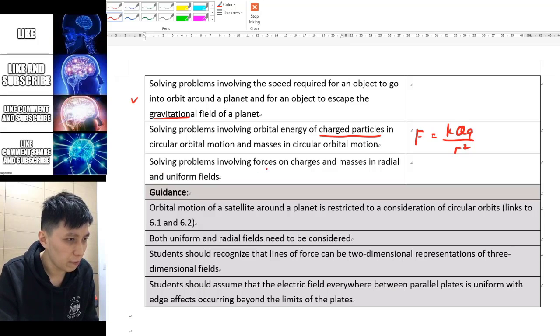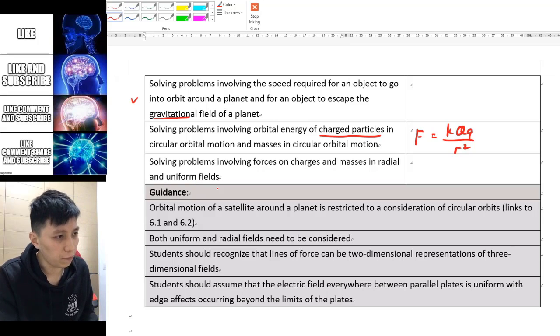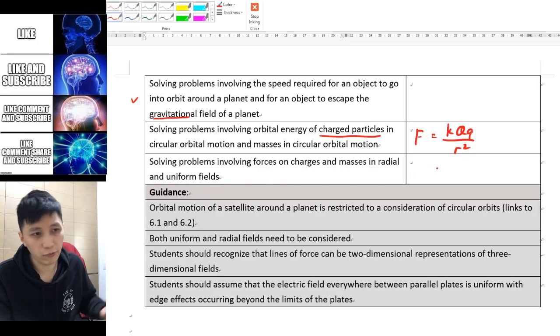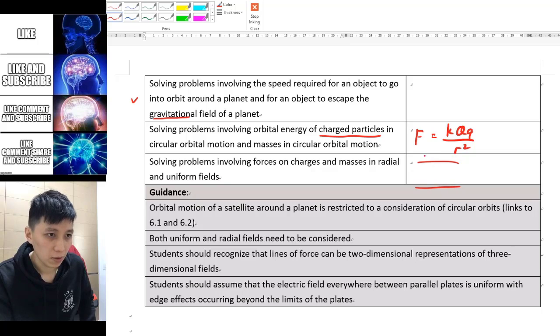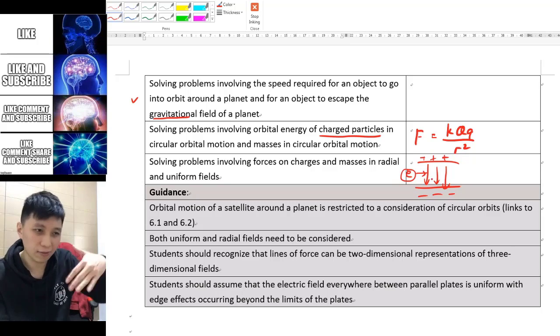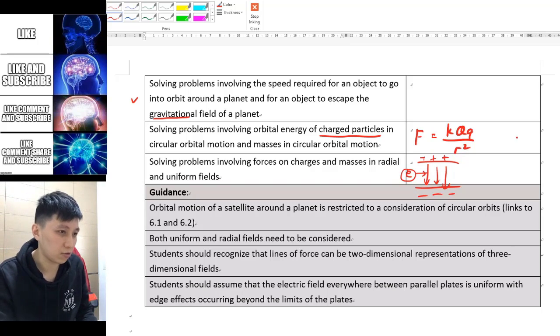Lastly, solving problems involving forces on charges and mass in radial and uniform fields. So that could be related to having a parallel plate, and there will be an electric field, and maybe talking about an electron that is moving inside this field and how that would change the direction, etc. So it will be again something that we will cover later on.